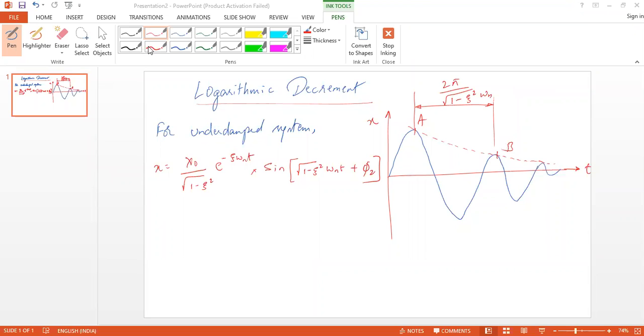Now, what is the Fn, the frequency? Fn is equal to 1 by 2 pi omega n. This is the expression for frequency in terms of hertz, right? Yes or no? Yes, sir. Natural frequency.